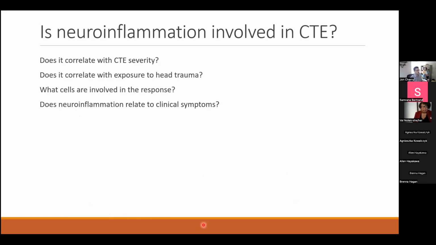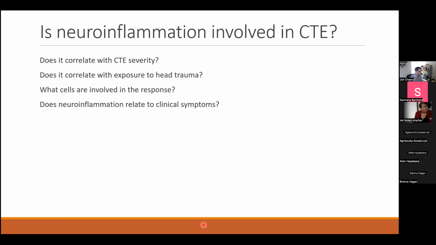And the questions we asked in our initial studies were, does inflammation, if it exists, correlate with CTE severity? Does it correlate with exposure to head trauma? What cells might be involved in this response? And can we relate it to the clinical symptoms?